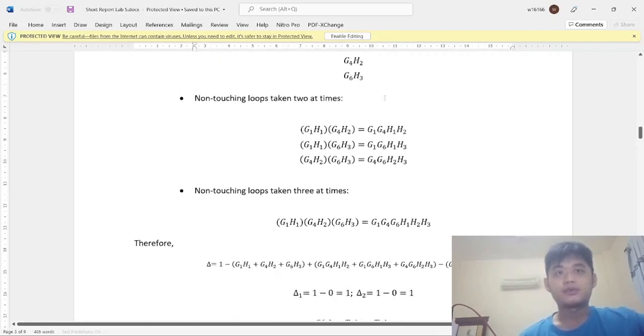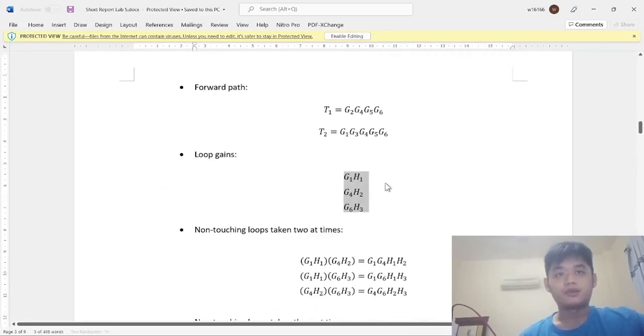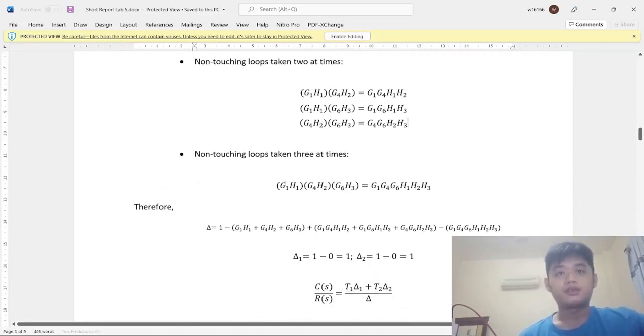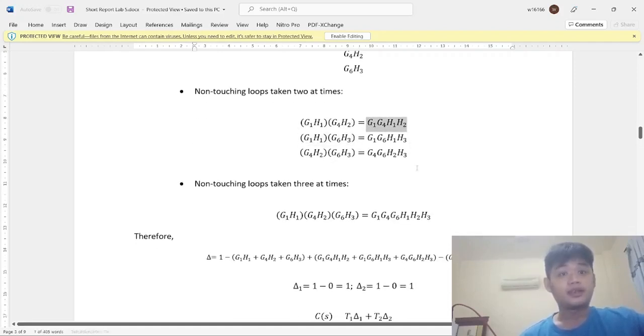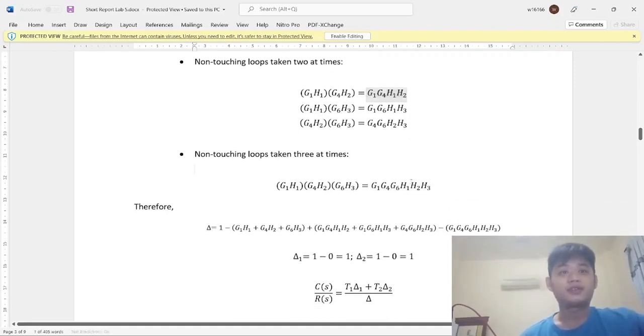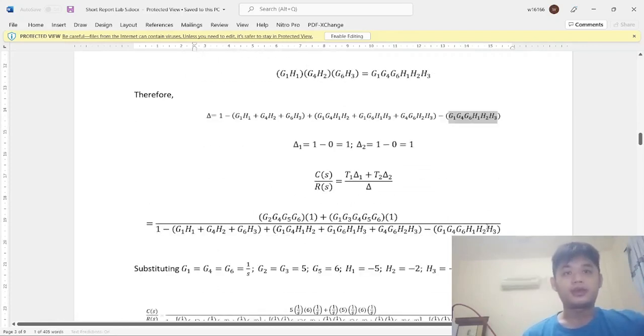So the first one is going to be all 3 loops added together and deducted from 1, and then we're going to add the loops that are taken 2 at a time, and lastly, subtract the non-touching loops that are taken 3 at a time.